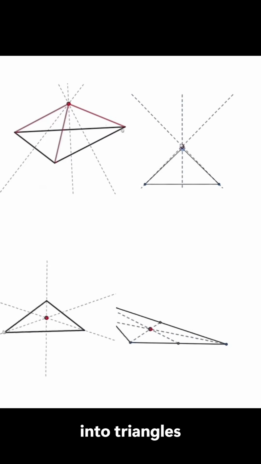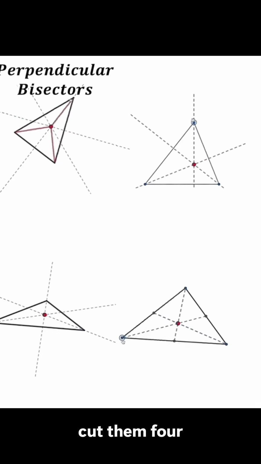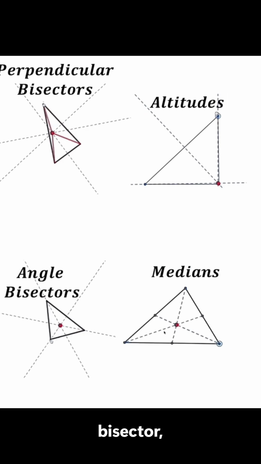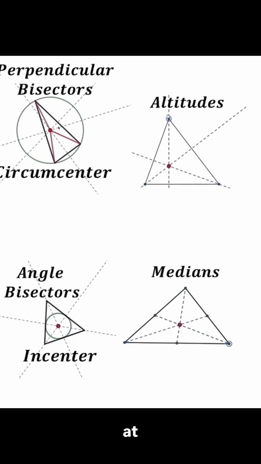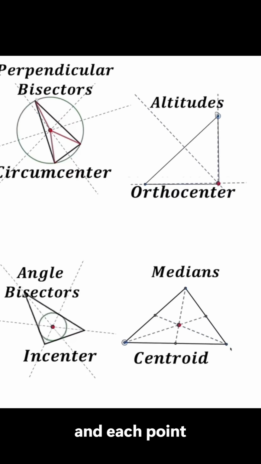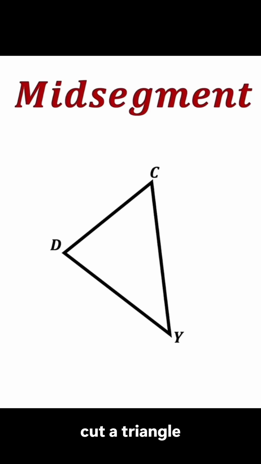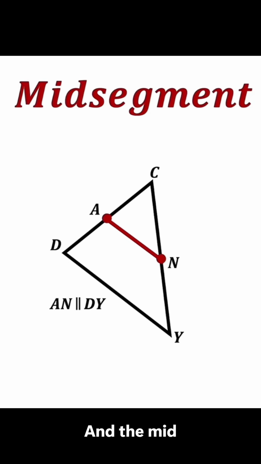And if we look into triangles more, we can cut them 4 different ways: perpendicular bisector, angle bisector, median, altitude. They will all meet at circumcenter, incenter, centroid, and orthocenter. And each point has unique properties. Another way to cut a triangle is by connecting the midpoints of two sides. We call this the midsegment. And the midsegment is always parallel to the last side and half its length.